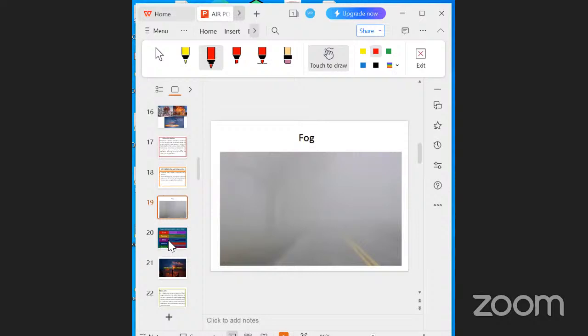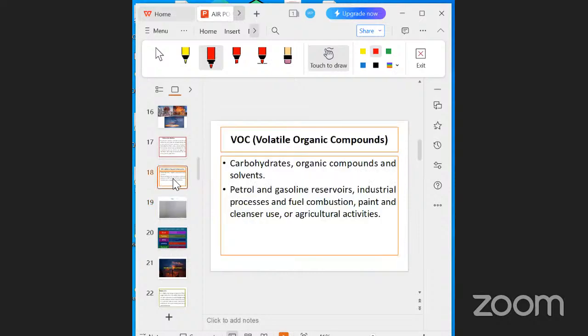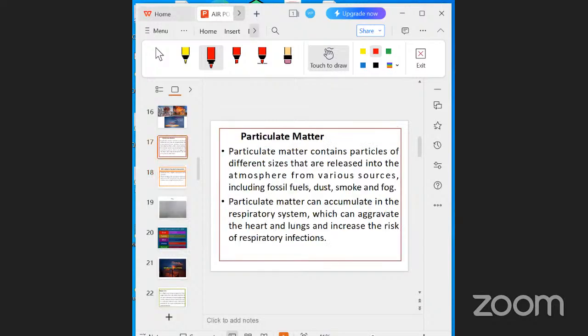So this is the fog and volatile compounds. So now you see particulate matter. It's called PM, right? Particulate matter is a complex mixture of small particles and liquid droplets that are mainly from industry or motor vehicle exhaust and dust storms or bushfires. So it can also generate a large amount of particulate matter.